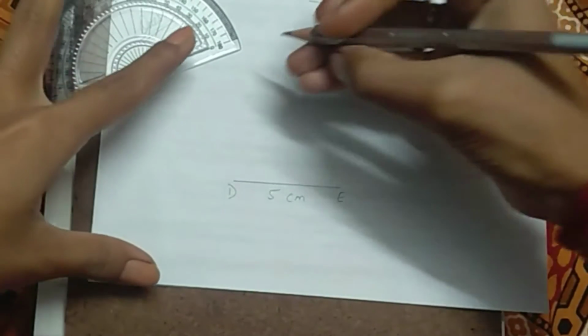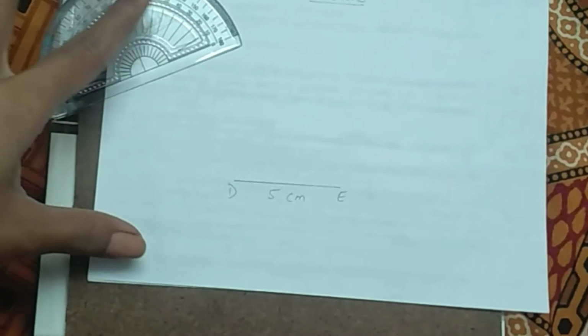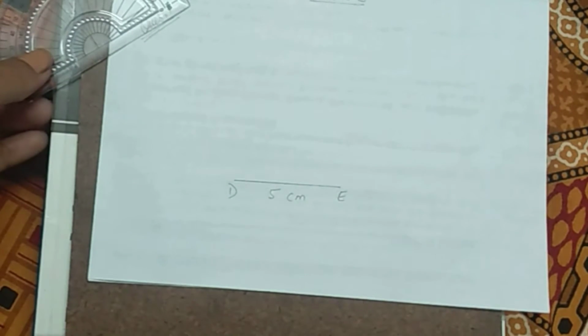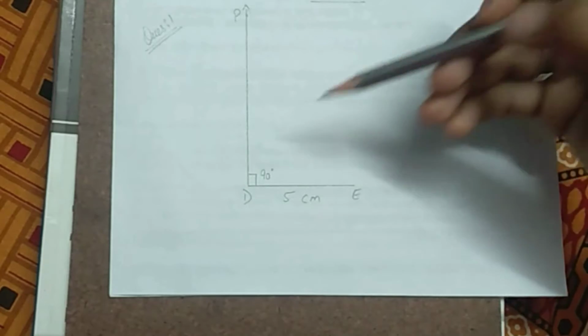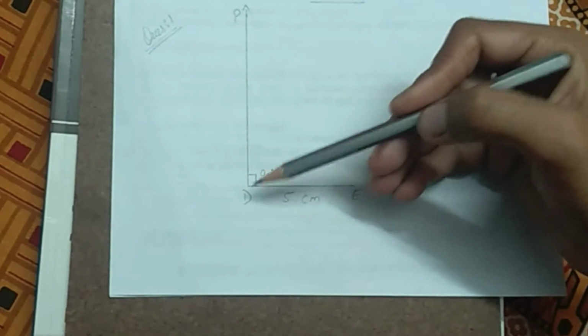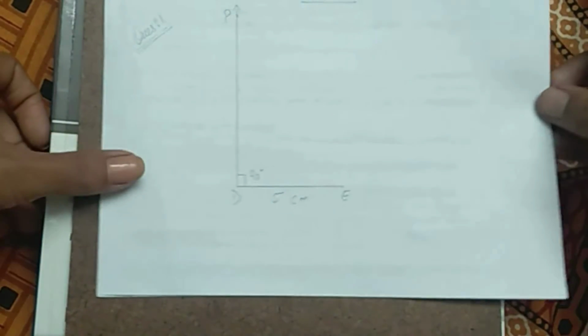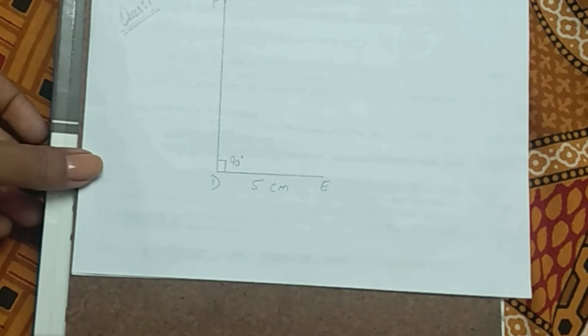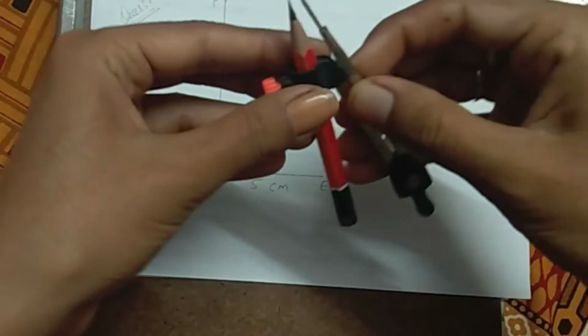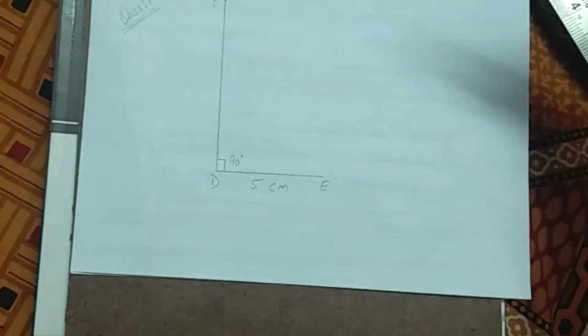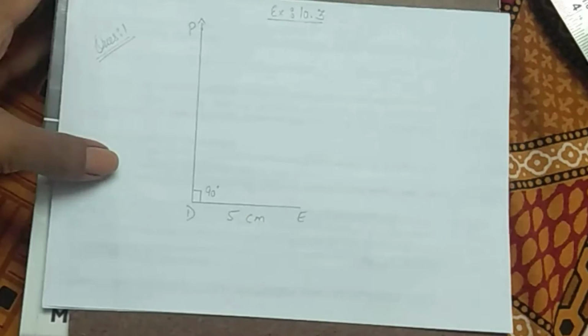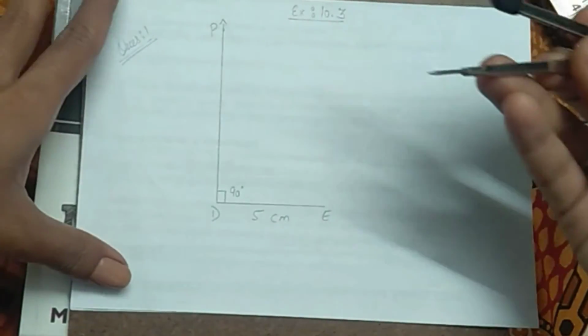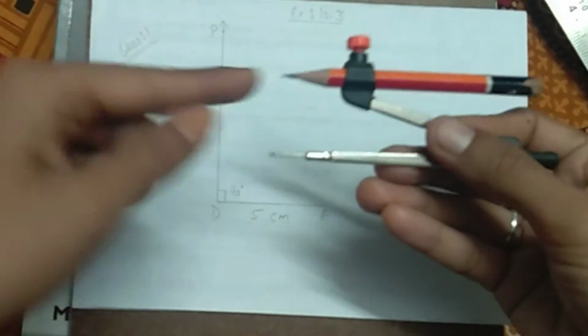Now we have to join this point with D to have an angle of 90 degree. Name this line PD. Now we have to make DF of 3 centimeter. For this, what we will do? We will take compass and have a gap of 3 centimeter in between the tip of pencil and compass. I have taken 3 centimeter gap between pencil tip and compass tip.